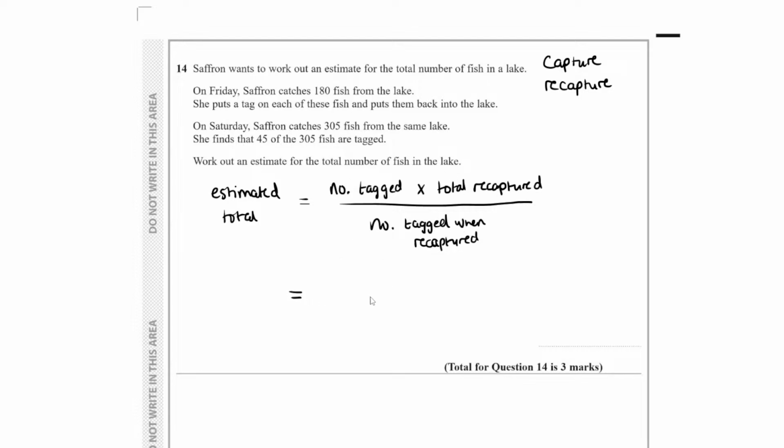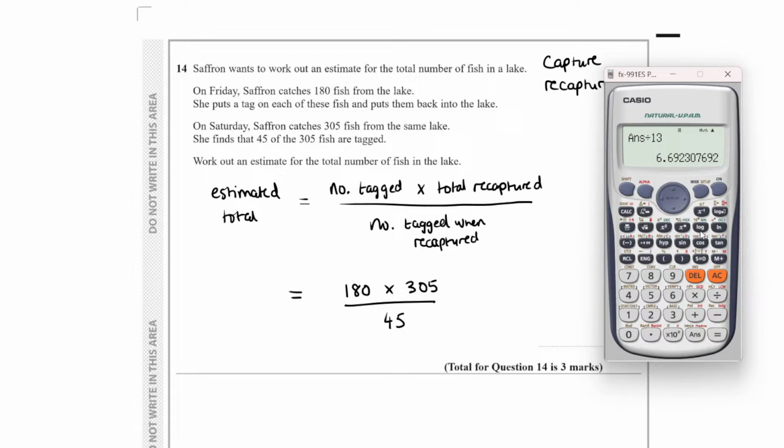So multiply the number tagged, which is 180, the number on the first day that was captured, by the total that she recaptured, which is 305, and then divide that by how many were tagged out of the recaptured, which was 45. That's literally all you need to do for this question. It doesn't always come up, but if it does, it's really nice if you can memorize this formula.